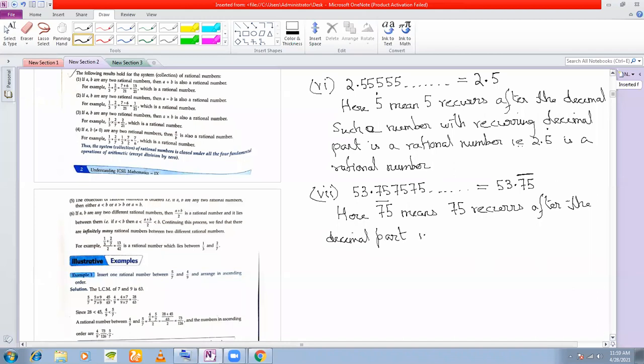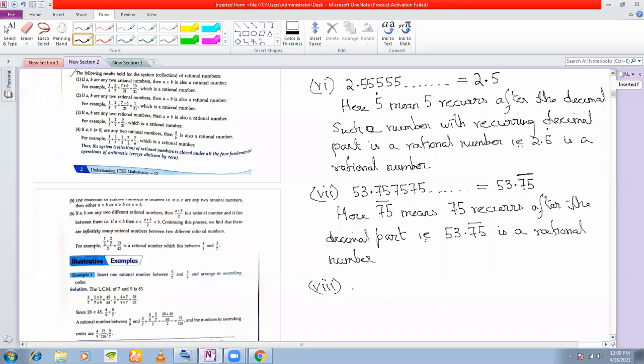Okay, so now you can say, once you see that there are numbers recurring after the decimal part, even if it is 1 digit or 2 digits, that 53.75 is a rational number. Not necessarily all decimals will recur. Let us see the next example here.